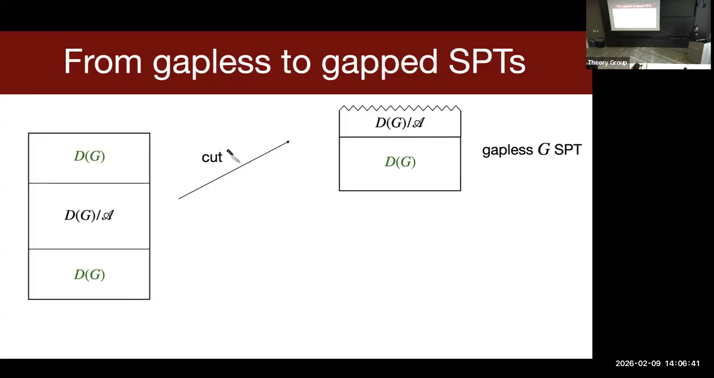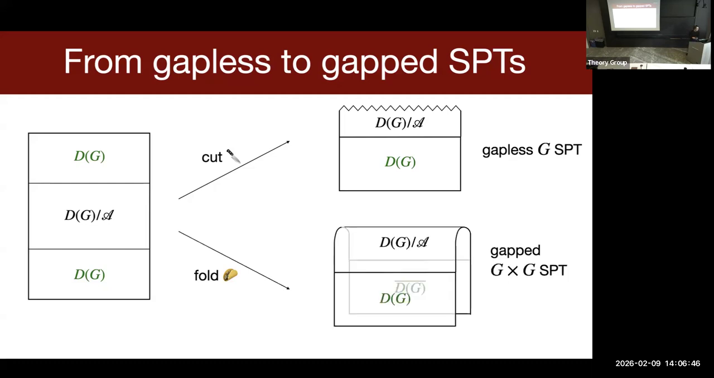Now, on the other hand, we can do this. We can fold this picture in half and obtain this type of bilayer system, this DG times DG bar system, and this will look like, well, first, DG times DG bar is the same as G times G gauge theory. And since this top boundary here is a gapped boundary, this will correspond to some one-dimensional G times G SPT.